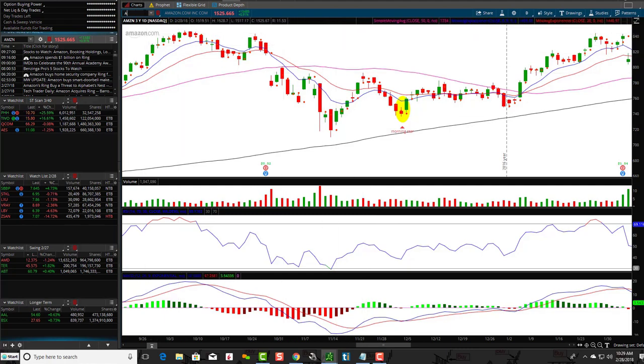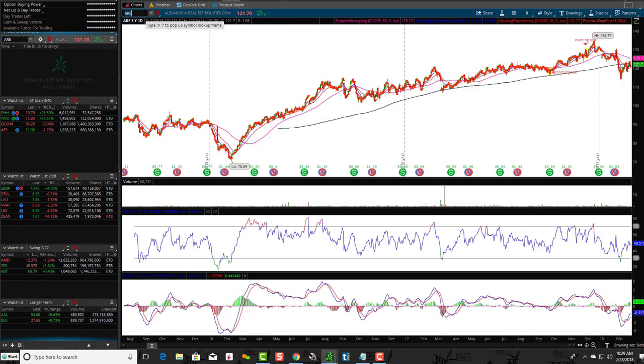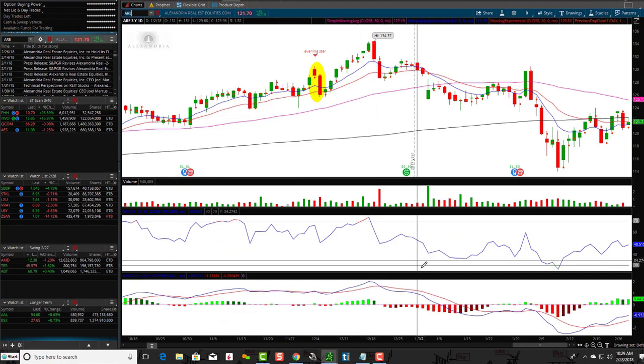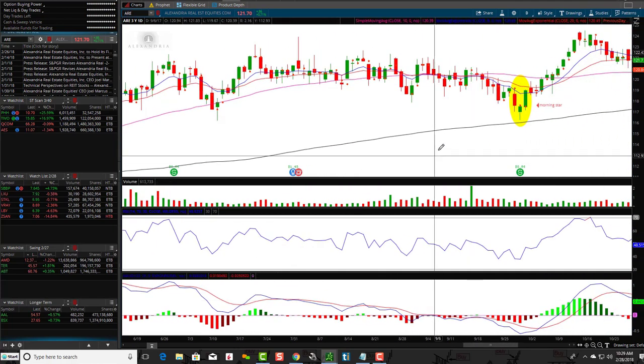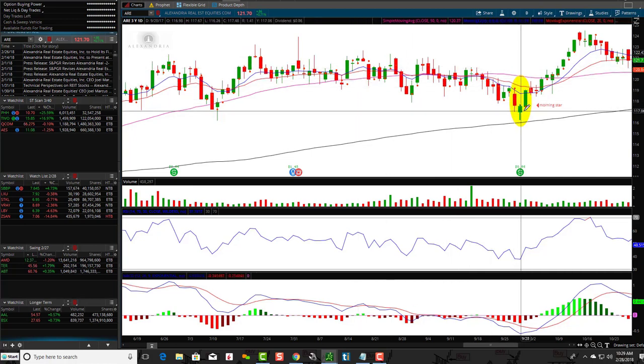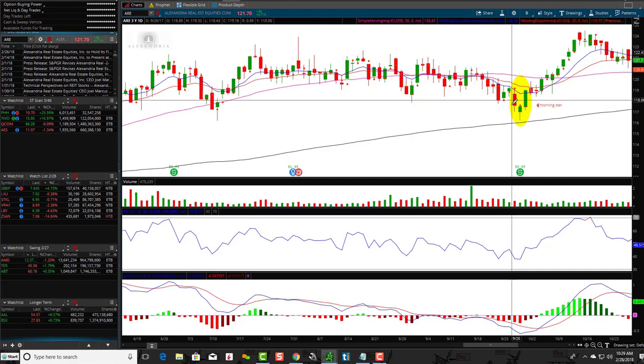ARE. All right, go back over here. ARE, you can see this one is kind of falling. This is all choppiness over here. Big red candlestick. Now here's a green one, right? A green smaller than the red body candlestick.